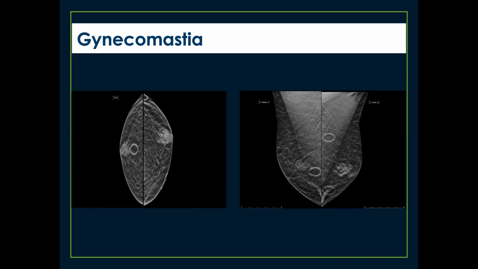And we see asymmetric increased density, this whitish area behind the nipple. It's more prominent on the left compared to the right, but the patient didn't even know that they have bilateral gynecomastia, as we can see here with the mammogram. This is a typical appearance, sort of a flame-shaped interdigitating or dendritic appearance posteriorly.